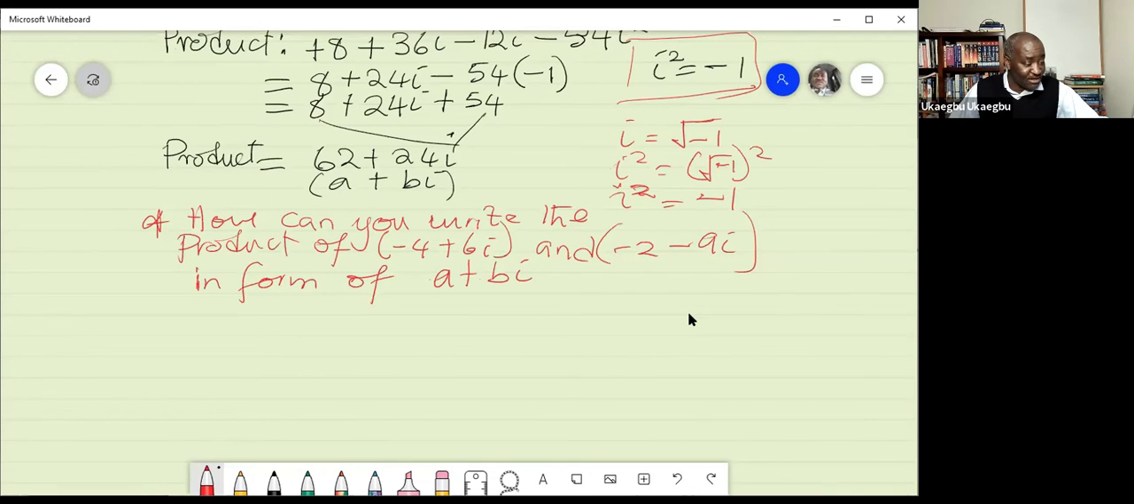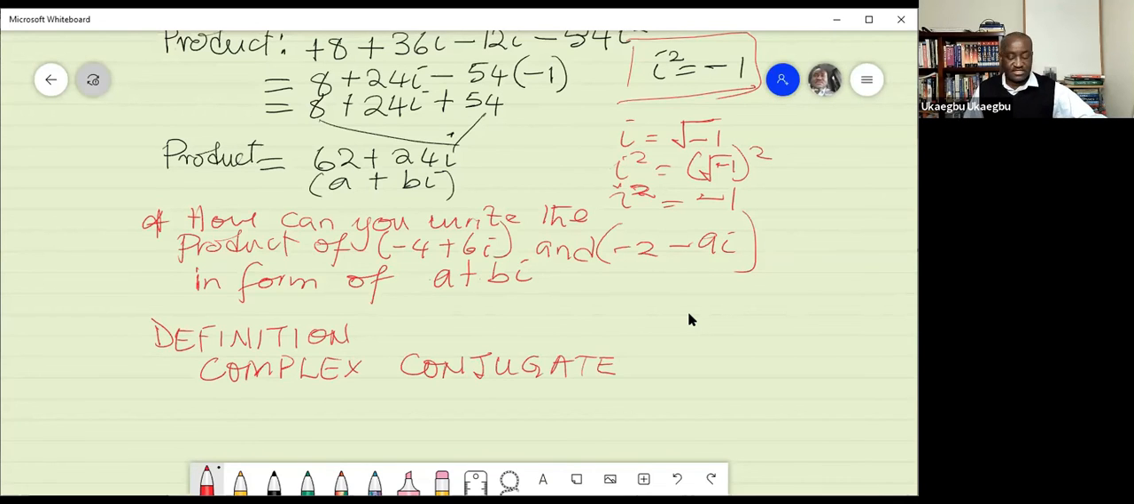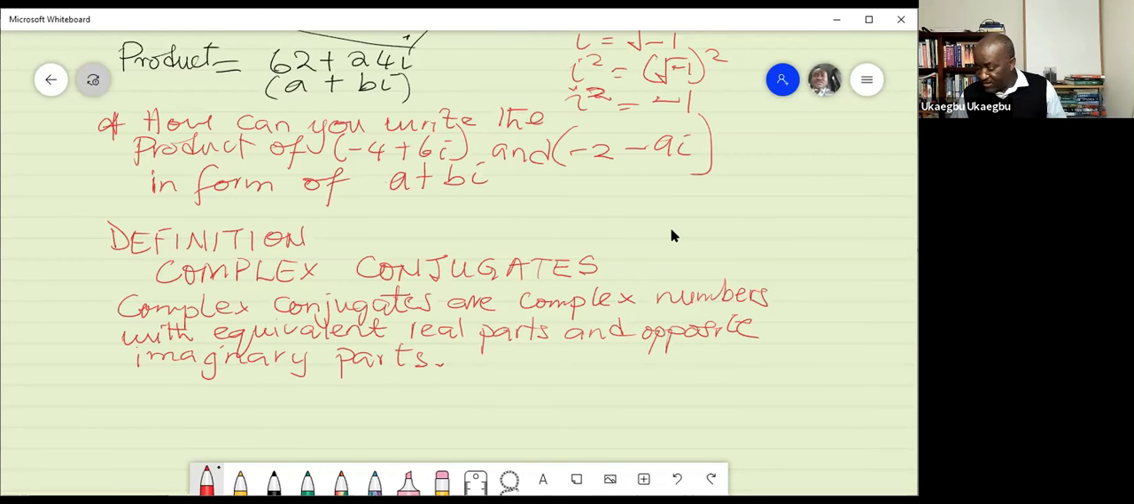So there is something I want to define, and that is called the complex conjugate. So, definition: complex conjugate. Now, this definition is very important, so you need to remember it. If you like, memorize it. There's nothing wrong with that. A complex conjugate are complex numbers with equivalent real parts and opposite imaginary parts. Let me write it down. Okay, let me repeat. Complex conjugates are complex numbers with equivalent real parts and opposite imaginary parts.